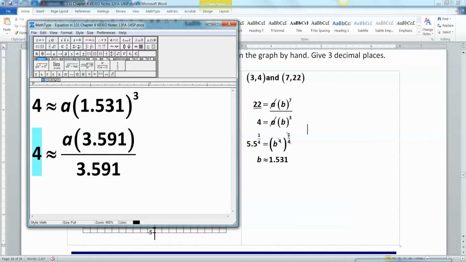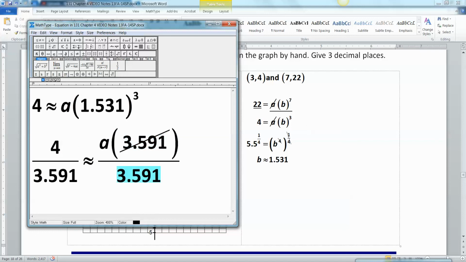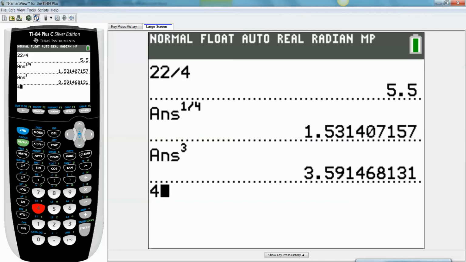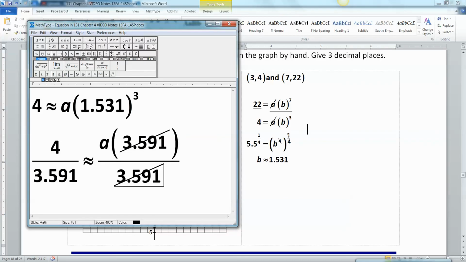So we'll take 4 and divide it by 3.591. Of course, the reason you're doing that is because it divides away over here on the right. All right, so 4 divided by that last answer we had makes 1.11375. So 1.114. So a is approximately 1.114.